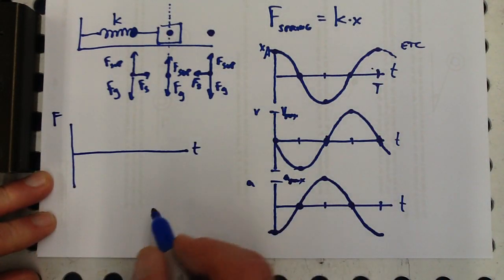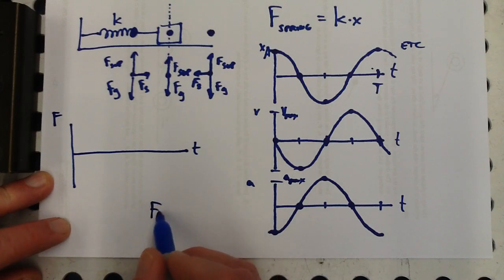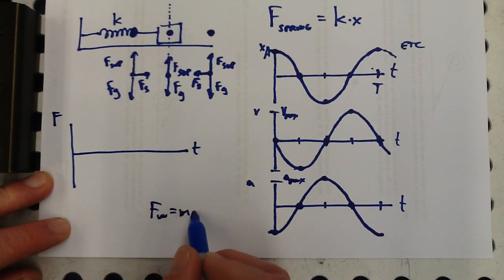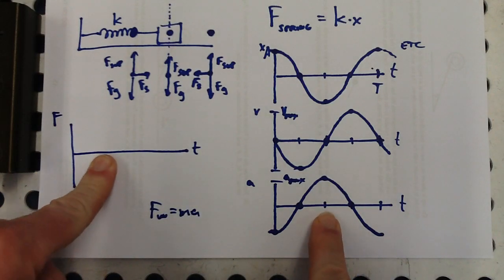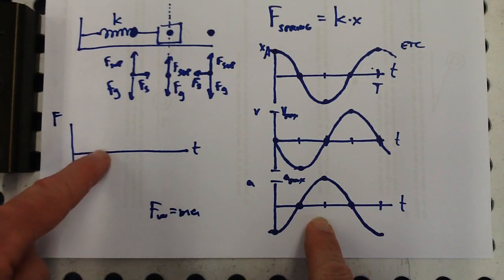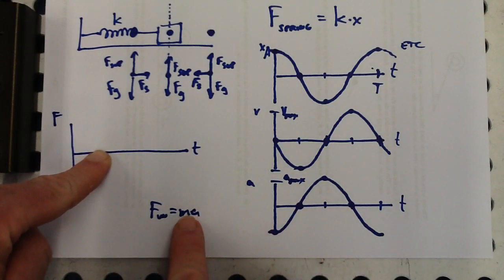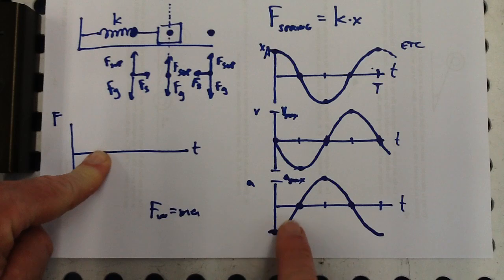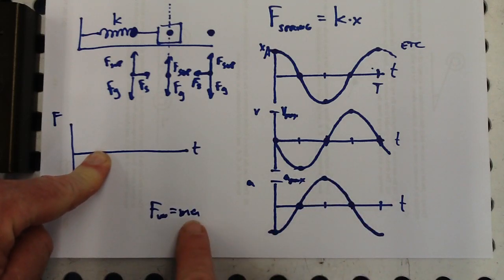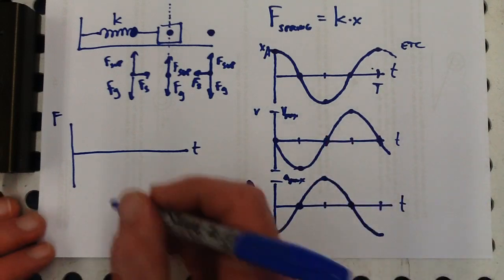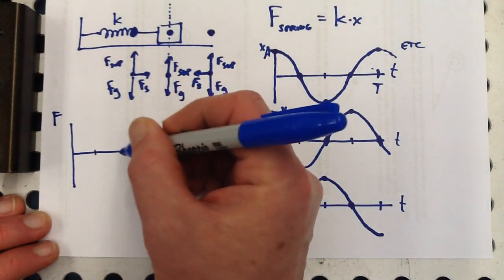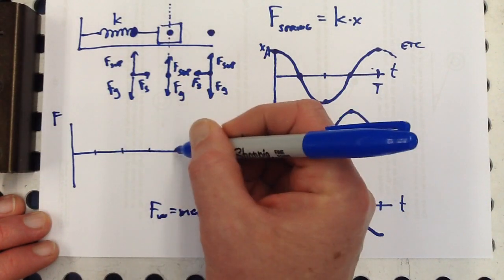If you think about the fact that unbalanced force is equal to mass times acceleration, then these two graphs have to look exactly the same, except for this one is scaled up by a factor of m, right? If you took all the values of this and just multiplied by m, then you'd get this. But m is just some positive number, so that's just going to scale this graph. So it looks identical to the acceleration graph.